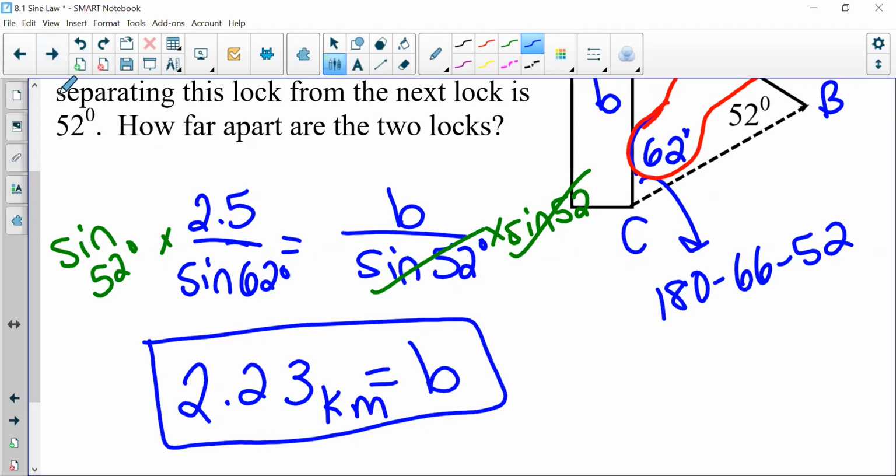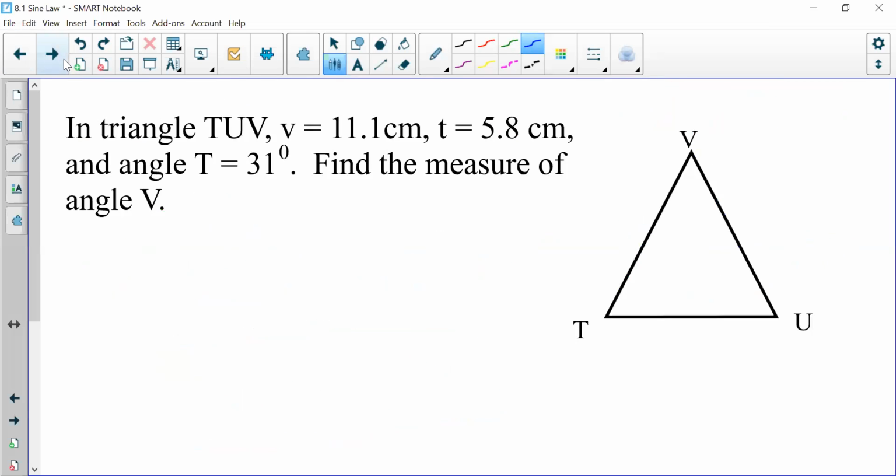I'm gonna do the last question here, guys, which is solving for an angle. I just need to show you what happens if you're looking for an angle in a not right triangle. Somebody other than Matthew, tell me where to put these numbers, 11.1, 5.8, and 31. Where are they going? 11.1 goes on the top.